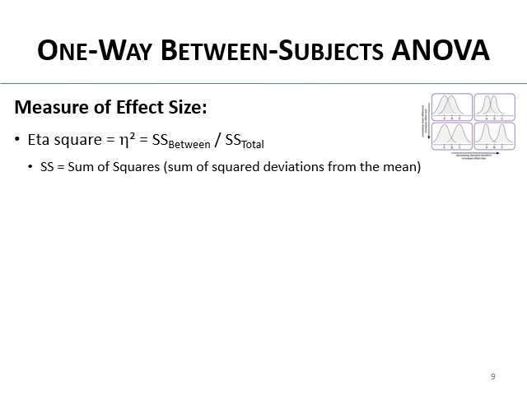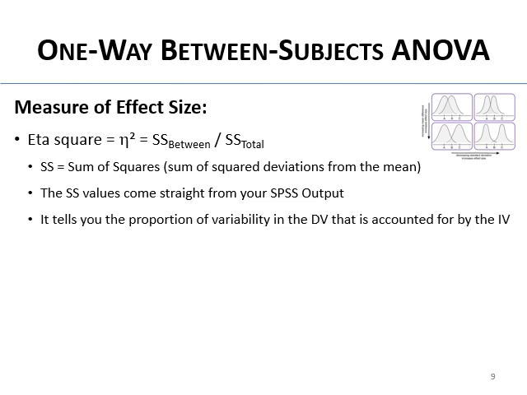So SS is sum of squares. The full name is sum of squared deviations from the mean. I'm not going to ask you about that. But these sums of squares just come from your outputs. You're just dividing one number by another number, and to get this, it's right there on the output.